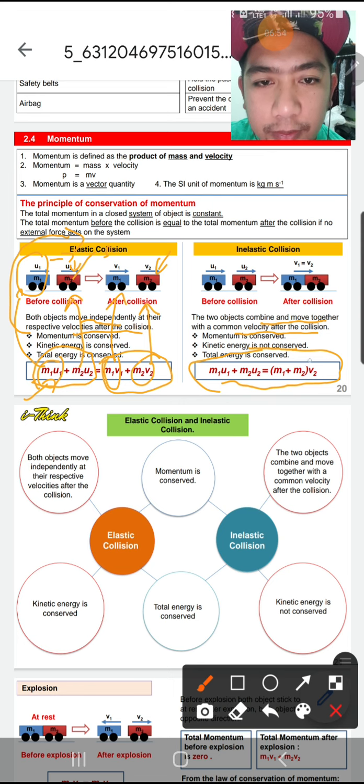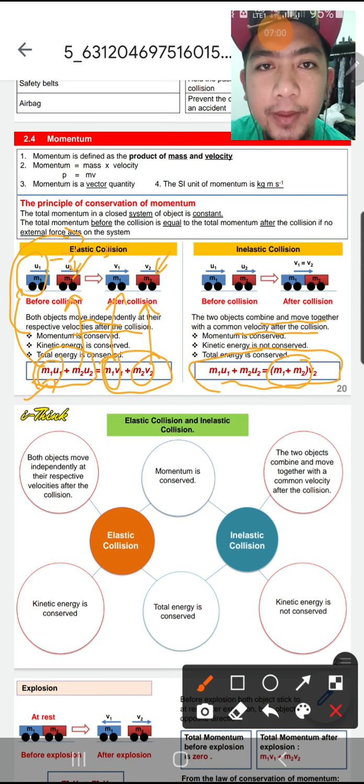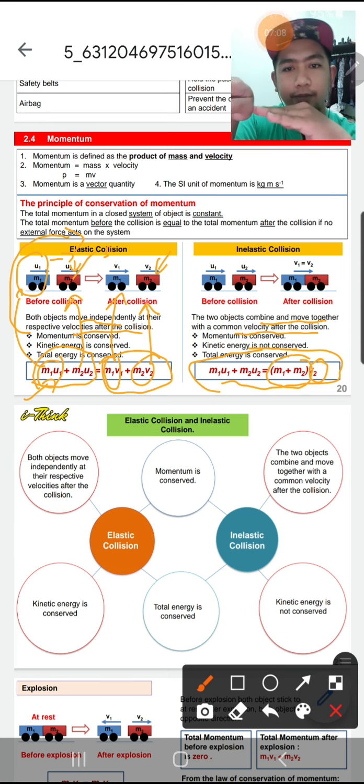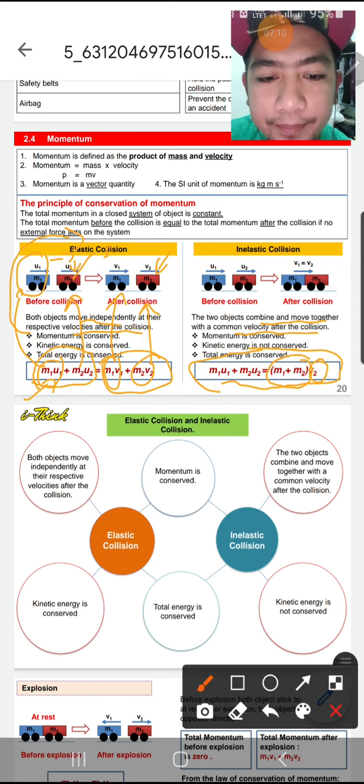Here, because they are combined together, we can add the masses, and the velocity we calculate as one, because they are combined. Alright.